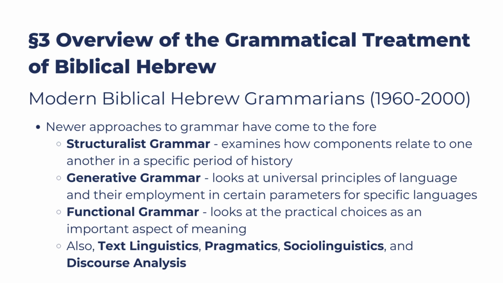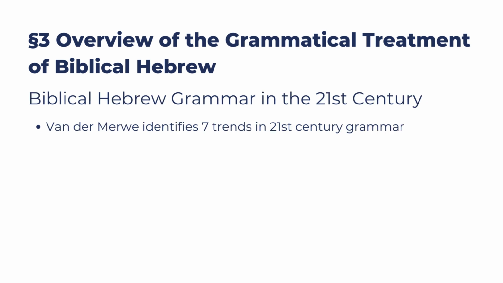Finally, van der Merwe briefly notes three other approaches to Biblical Hebrew grammar. Text linguistics discusses how sentences are combined to create text. Pragmatics looks at the relationship between language and its use in real-life situations. Sociolinguistics explores the social dynamics between members of different parts of society and the types of language they use and when they use it. And then discourse analysis is the examination of systematic patterns in whole passages of text.